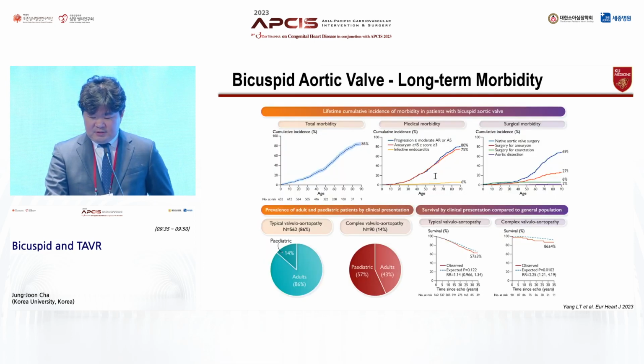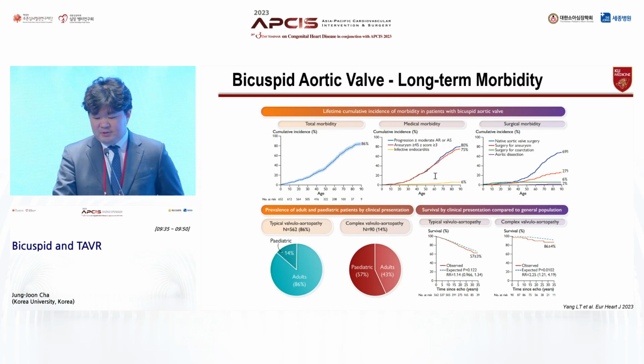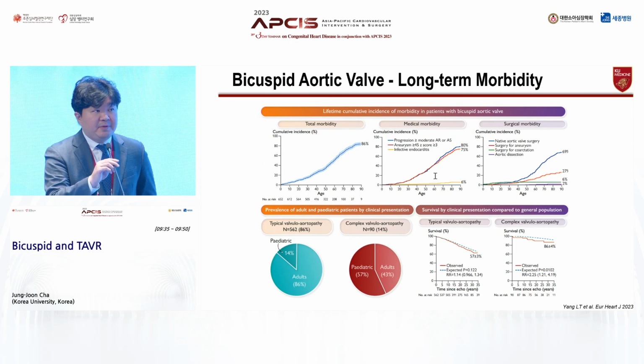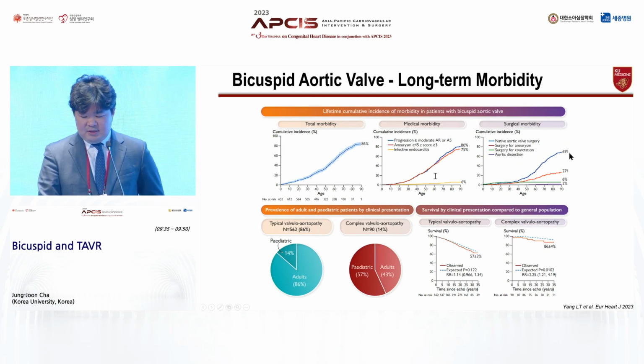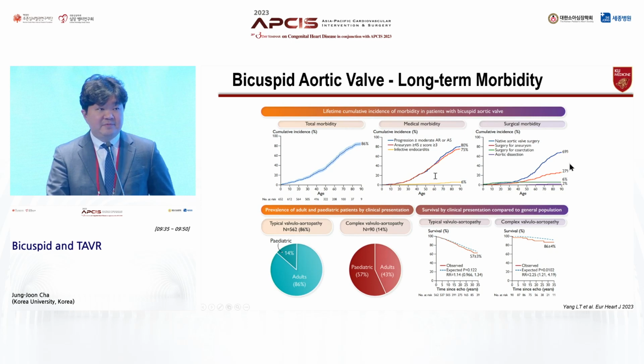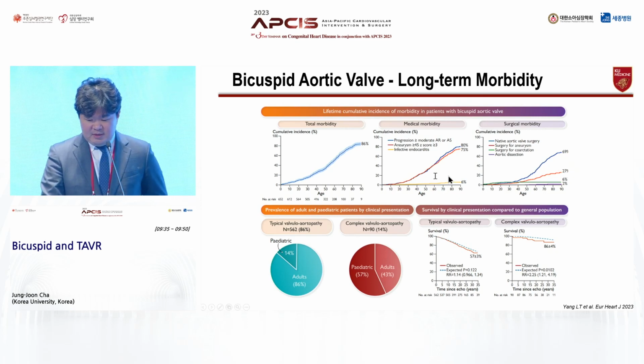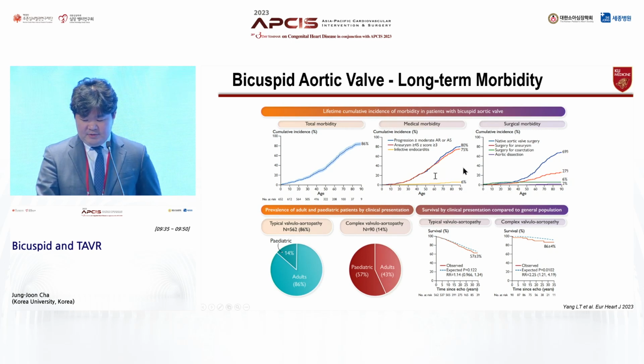A recent population study on the long-term morbidity of the bicuspid aortic valve was published. If the bicuspid aortic valve patient did not die of other causes, 90% have chances of morbidity from the bicuspid aortic valve. The first is surgical morbidity at about 70%, and the second is surgery for aneurysm in 27%. Interestingly, infective endocarditis is quite higher than aortic dissection.